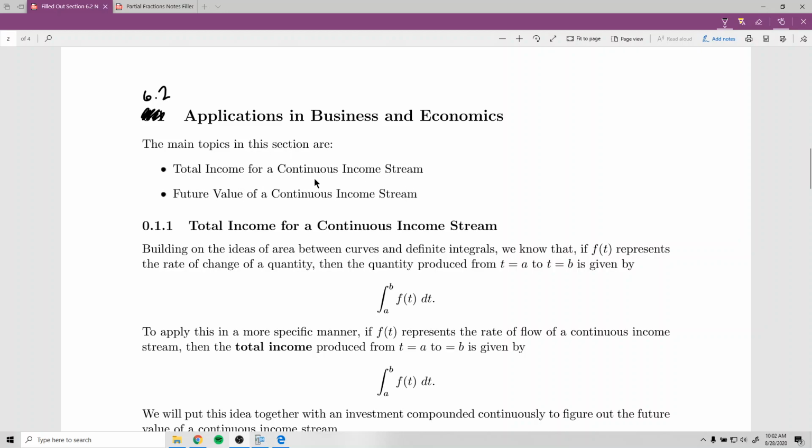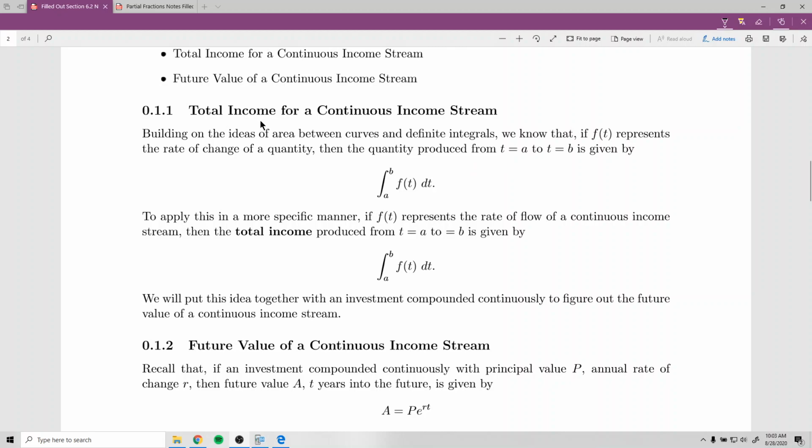And they're both related to continuous income streams. One is the total income for a continuous income stream, and then the other is the future value. But we're pretty much only ever interested in the future value. You can think about it as investing some money in something and then putting some more money in it over time. That's the continuous income stream part: doing it over time instead of just depositing one amount and then asking yourself, what is it going to be in the future?